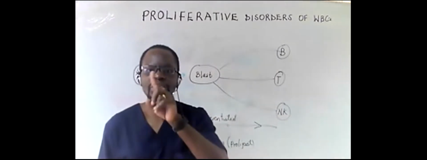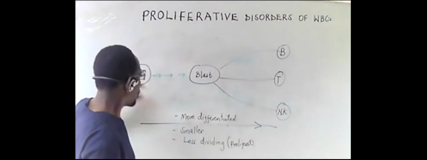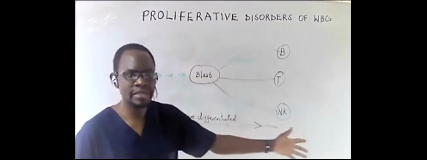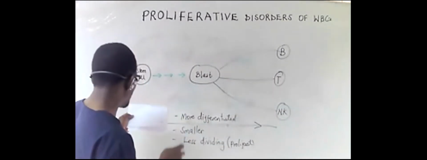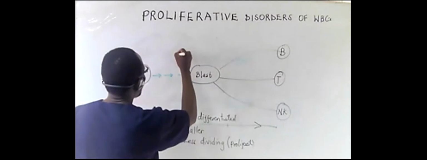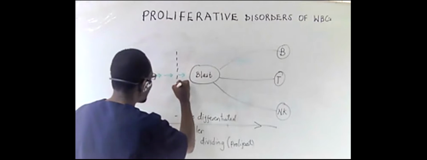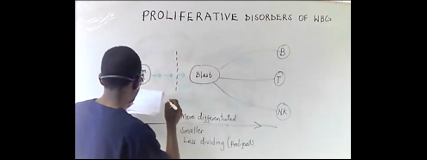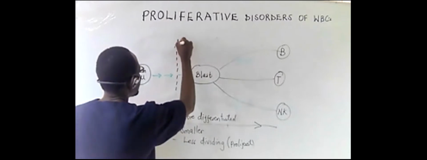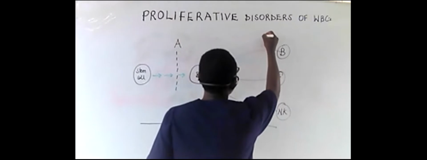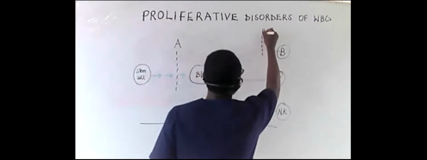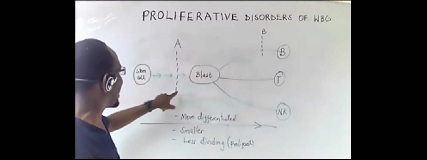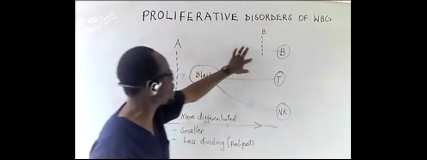Now, please pay attention here. Of course, we are going to see the etiology or the risk factors of leukemias. Now, when the arrest of differentiation occurs at this point, let's call this point A, and if the arrest of differentiation occurs at this point B, and also if it does not occur here but occurs at this other point, what happens?